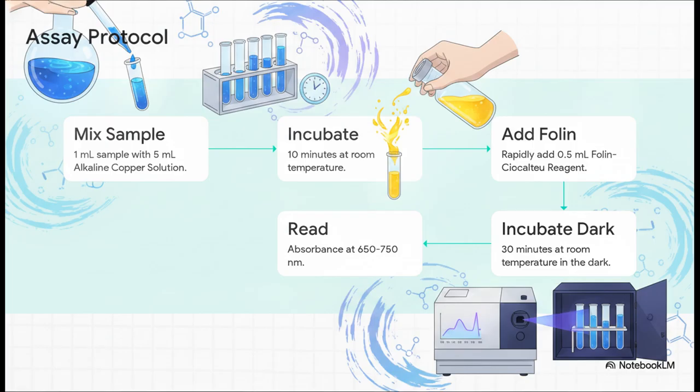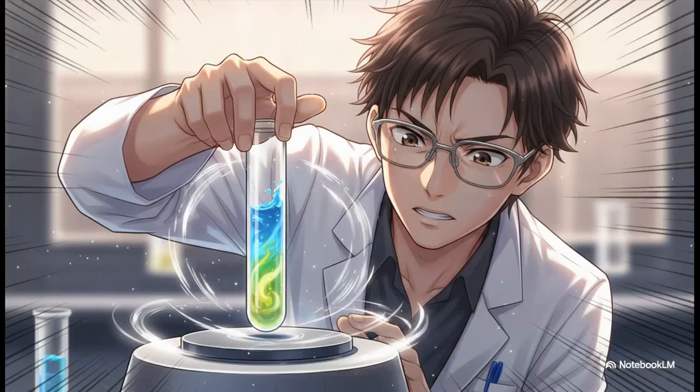Step 3, we rapidly add half a milliliter of our freshly diluted Folin reagent and vortex the whole thing immediately. Step 4, we incubate again, but this time for 30 minutes in the dark to let that deep blue color completely develop. And finally, step 5, we measure exactly how much light the blue liquid absorbs at around 650 to 750 nanometers. I really want to pause and emphasize step 3. Why on earth must we mix the Folin reagent so rapidly? Well, it all comes down to chemical stability.